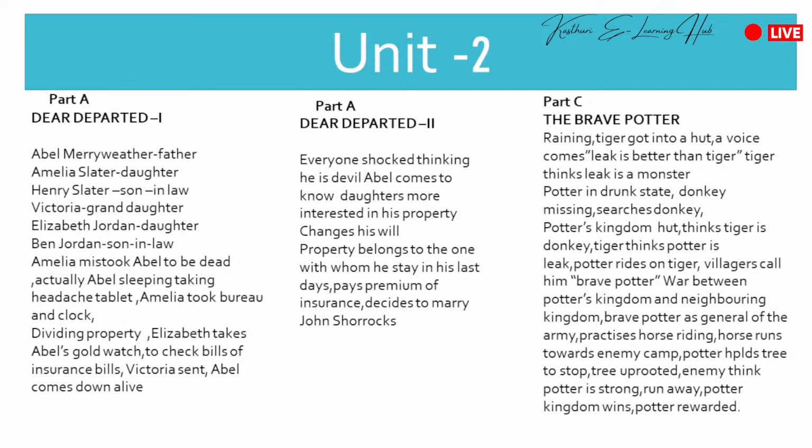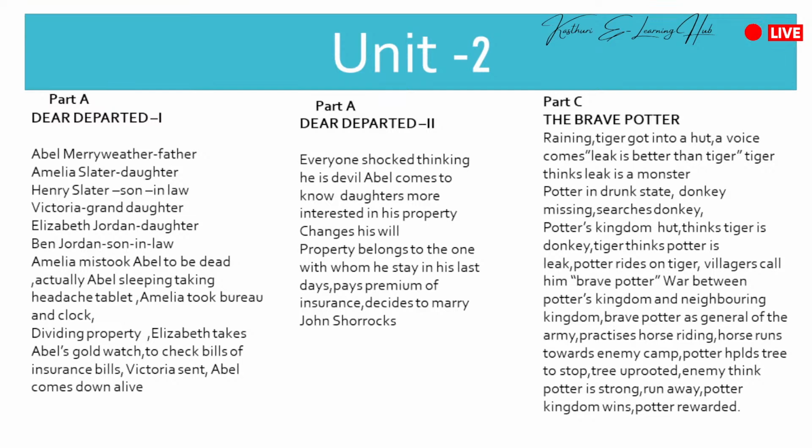After that, Elizabeth had come and they started dividing the property. They wanted to know whether he paid the insurance or not. Amelia made a mistake: she brought the bureau, but all the bills of the insurance are in the drawer of the bureau, and it is locked. And where should the key be? The key is in Abel's room because the bureau belongs to Abel. So she did not bring the key. She just brought the bureau. To check whether he paid the insurance or not, they need to check the bills, and the key is upstairs.